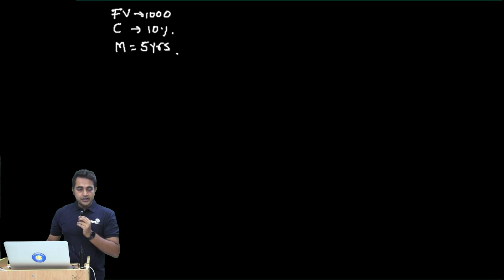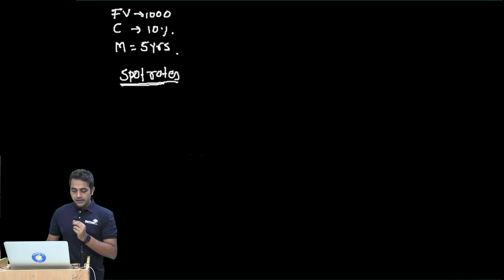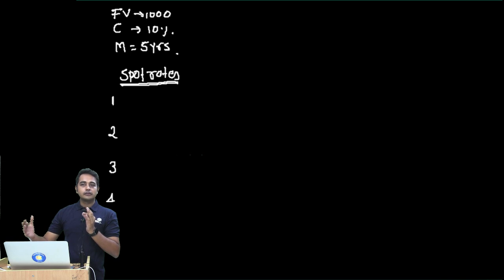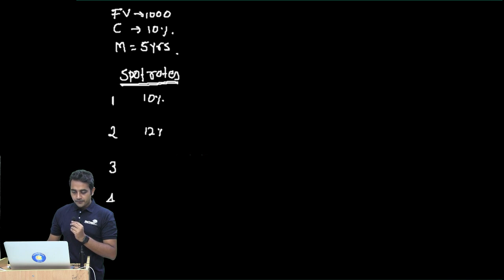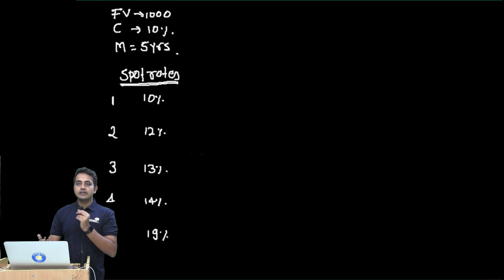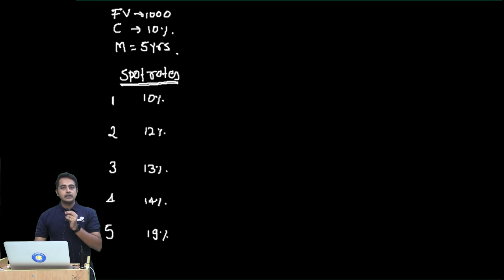Now what we have in addition to that is spot rates. So spot rate for year 1, year 2, year 3, year 4 and year 5. Let's say, intentionally exaggerating the numbers and keeping large distances so that we learn something out of it, 10%, 12, 13, 14 and 19%. The reason why there's a gap is intentional. It's just a classroom exercise to appreciate the smaller nuances.